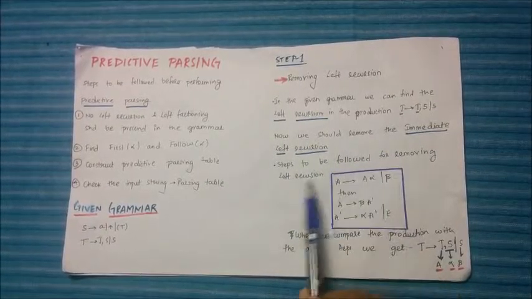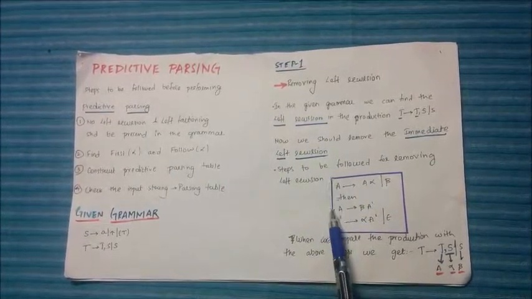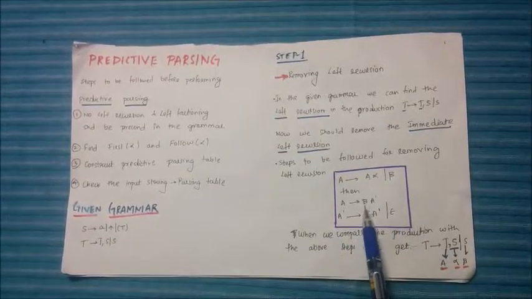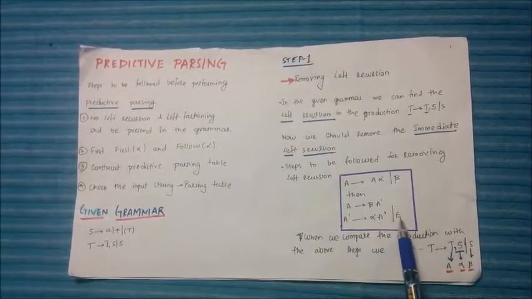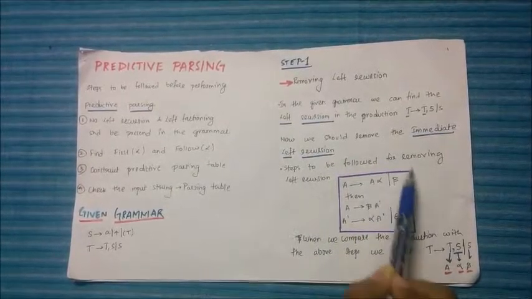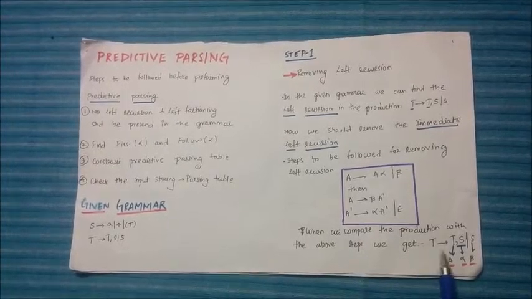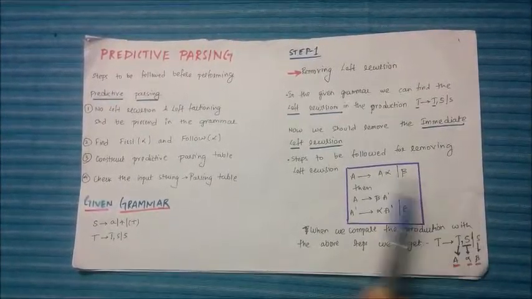The steps to be followed for removing left recursion are given in this table: A implies A alpha or beta becomes A implies beta A dash, and A dash implies alpha A dash or epsilon. Now we have removed the left recursion. When we compare the production with the above steps, we get T implies T, comma, S or S. Now the left recursion is removed.